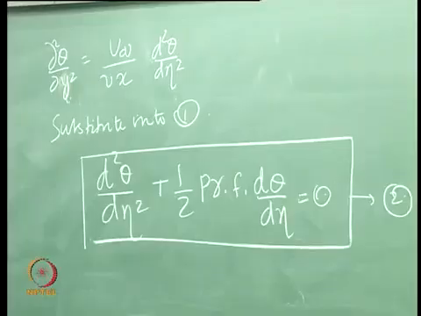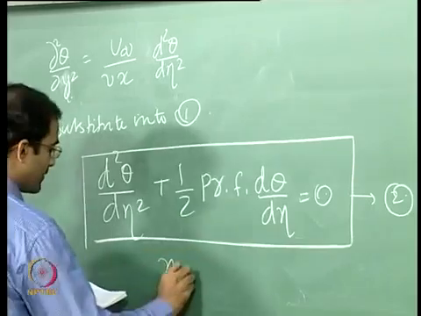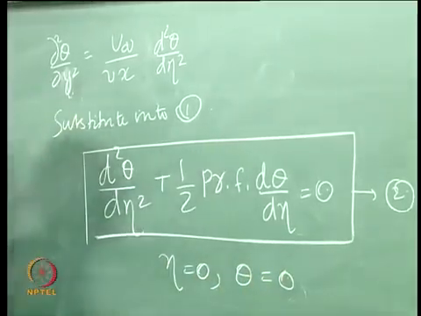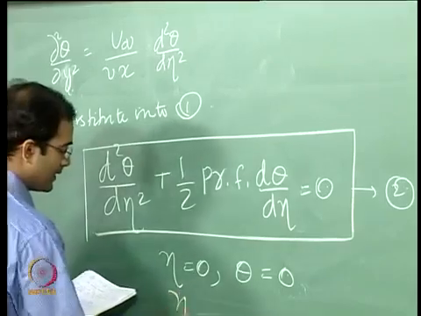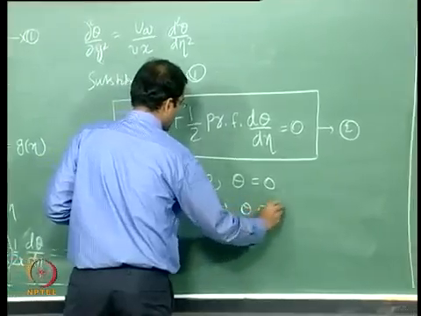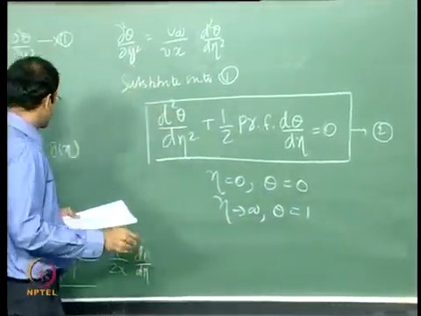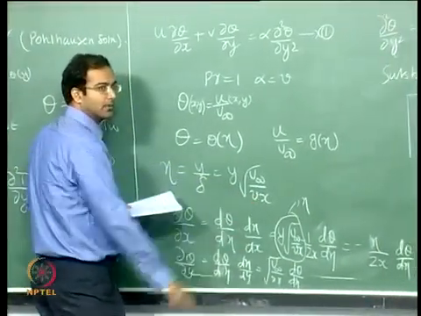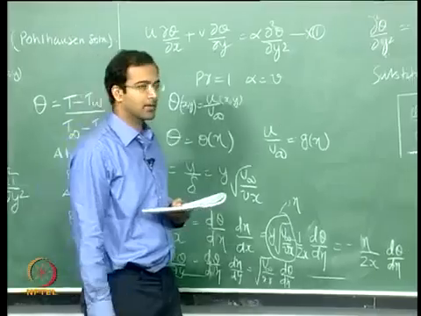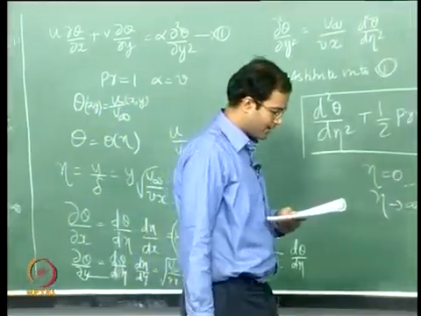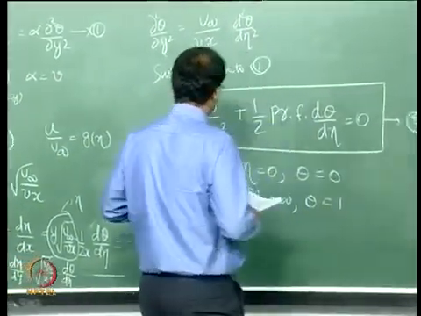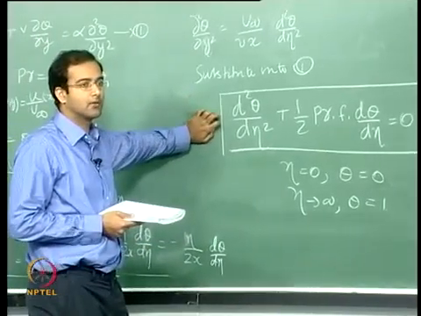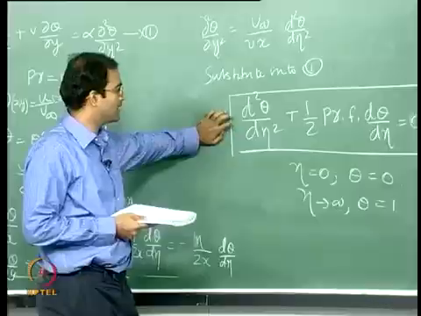Now the boundary conditions for this, once again: at eta equal to 0, your theta should be 0, and at eta going to infinity, theta should be equal to 1. Eta going to infinity means two things: either your y going to infinity or your x going to 0. In both cases your theta has to become 1. So now everything is getting familiar. You have a nice ODE which is second order.